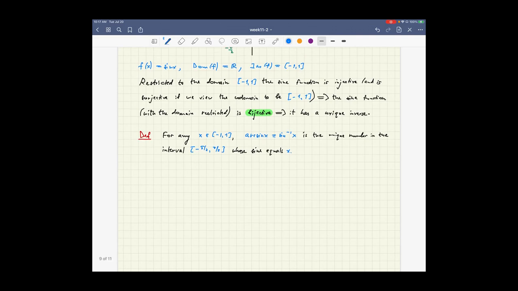That is a well-defined function, and we immediately see the domain of arcsine is the image of sine, the interval -1, 1, and likewise the image of arcsine is the domain of sine, restricted of course, the interval -π/2, π/2.